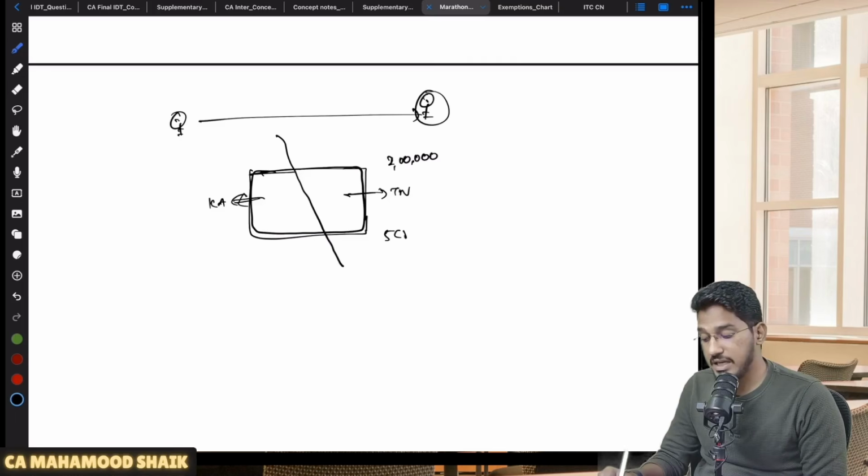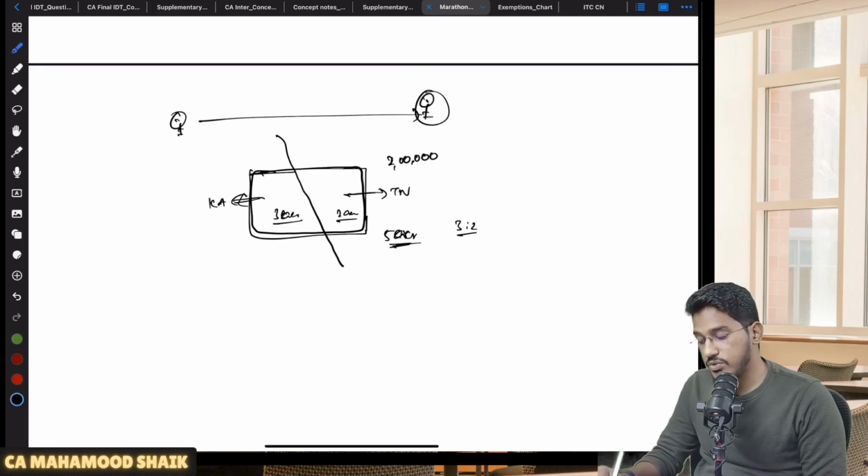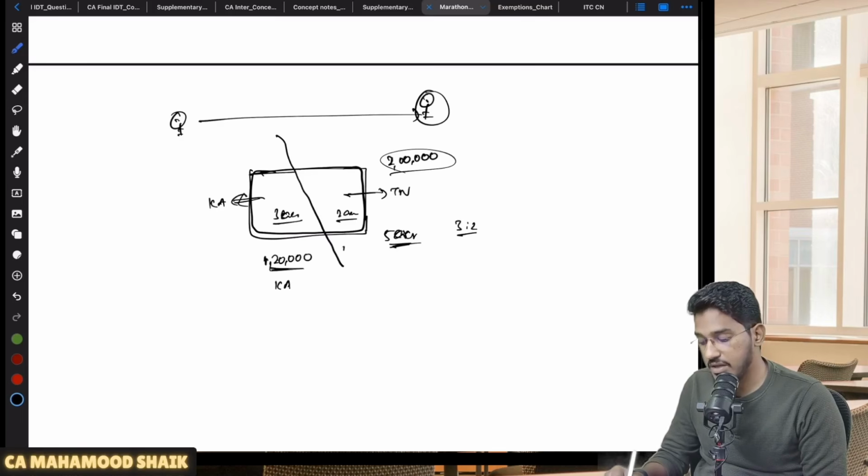Let us say the entire value is 2 lakh, and 5 acres of land is there. Out of that, 3 acres is in Karnataka, 2 acres is in Tamil Nadu. So in the ratio of 3:2, you have to divide that value and accordingly determine the place of supply. If you do that in the 3:2 ratio, it will become around 1,20,000, for which the place of supply is Karnataka, and for another 80,000 the place of supply is going to be Tamil Nadu.